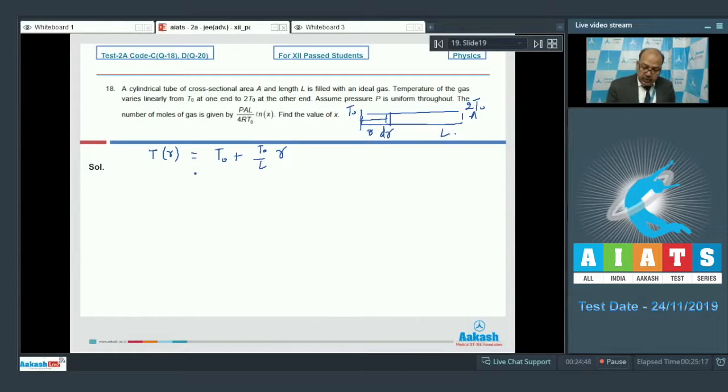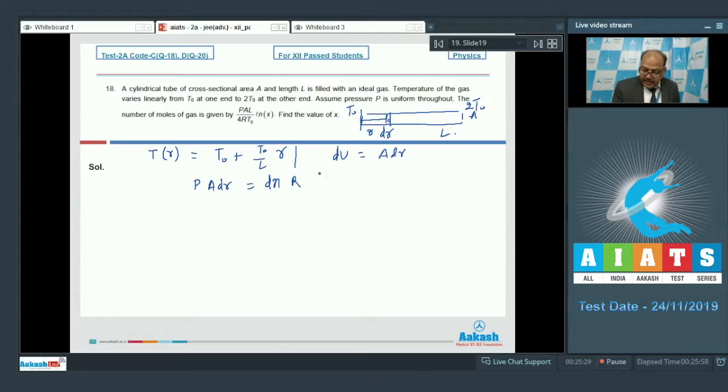And we can check at R equal to 0 temperature is T0, at R equal to L temperature is 2 T0. So we apply ideal gas equation for this volume. The volume will be A dr, let's call it dV is equal to A dr. We have to find the number of moles. So we can see that pressure is P and volume is A dr. PV equal to nRT. Let's call the number of moles as dN.